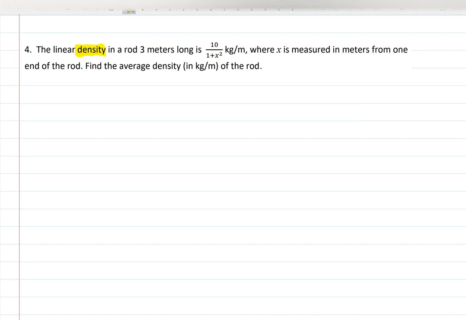So the linear density in a rod 3 meters long is given as a function where x is measured in meters. So the longer it is, the different density we get. And in this case, the longer the rod, the less density it is, because we're dividing by 1 over x squared, from one end of the rod. Okay, find the average density.